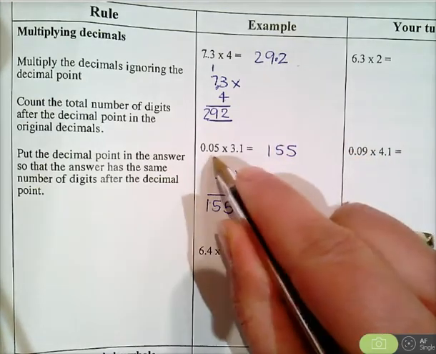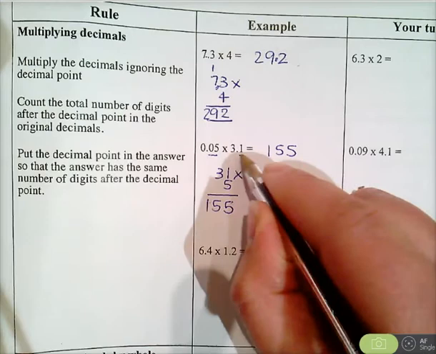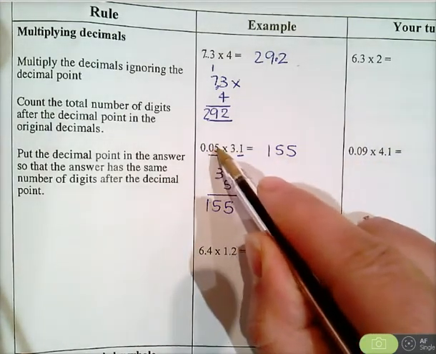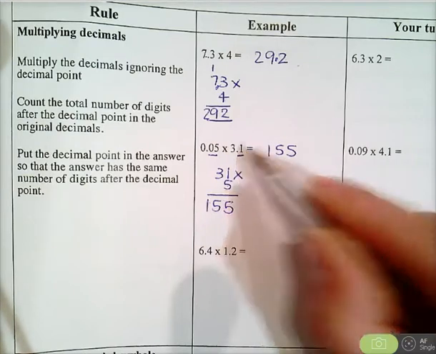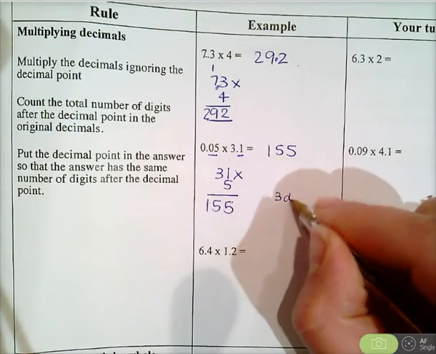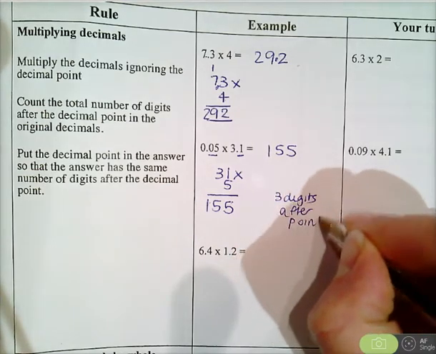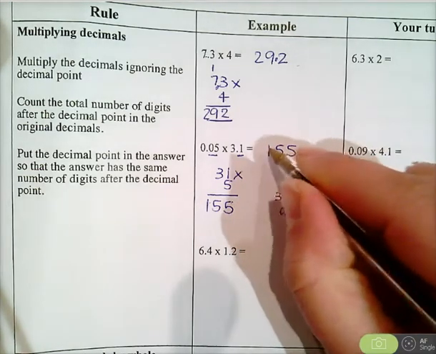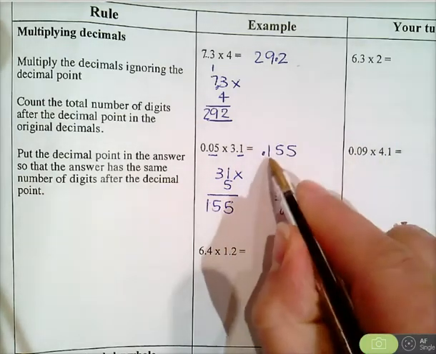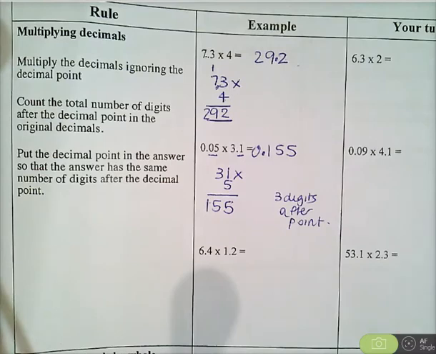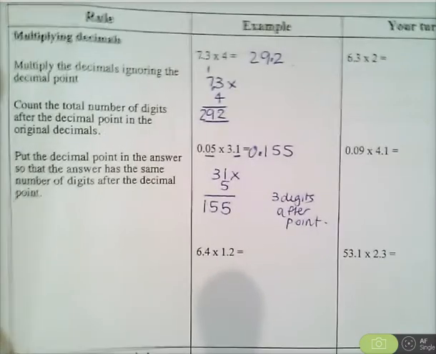Now what I do, I count how many decimal places there are in the question. Now I've got 2 numbers after the decimal point here and 1 number after the decimal point there, which is 3 digits after the point. So in my answer, I need 1, 2, 3 digits after the point. So I put the point there so that I've got 1, 2, 3 digits after the point. So my answer ends up being 0.155.